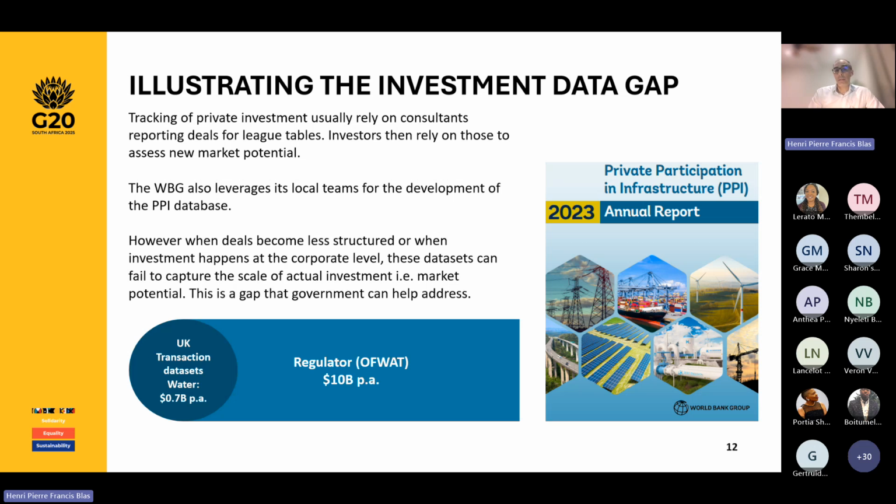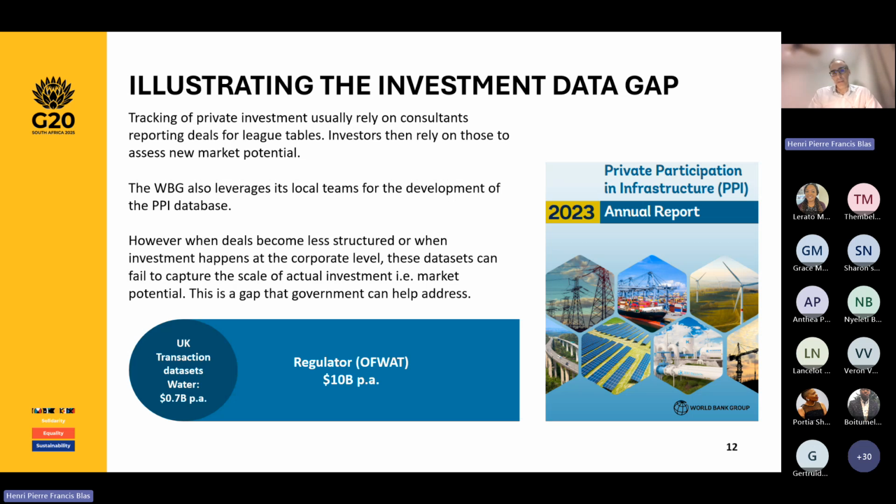But that's not the entirety, obviously, of the private investment in infrastructure, and it doesn't really tell us about public investment in infrastructure. When it comes to private, one of the key gaps is around corporate investment. Here I've taken the example of the water utilities in the UK. If you look at it from a transaction perspective, you may feel like the UK water utility market is less than $1 billion a year type of market.